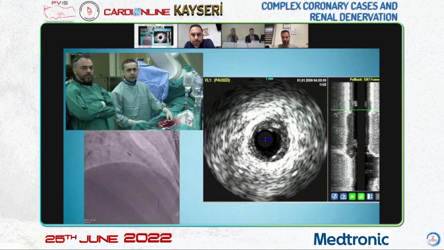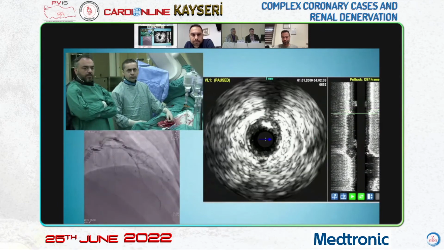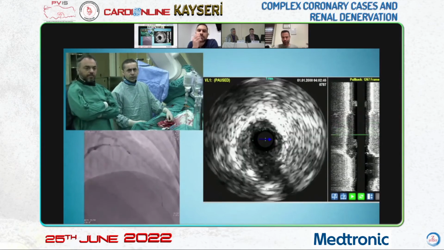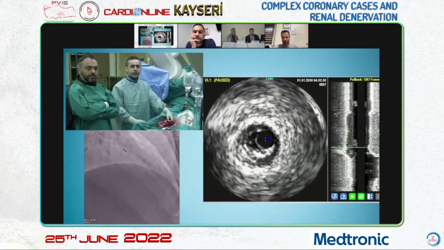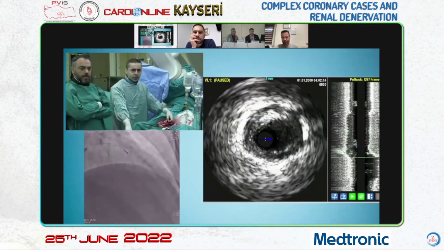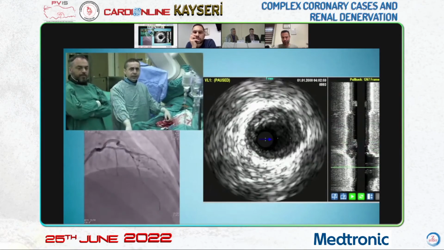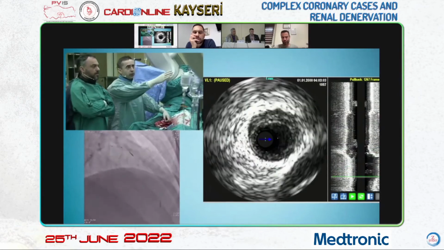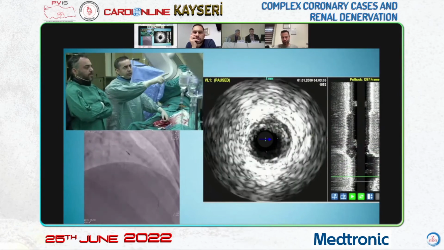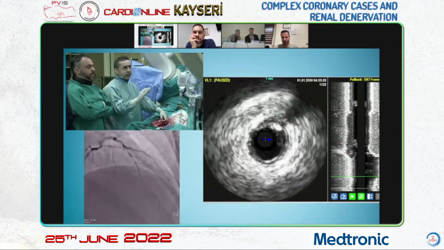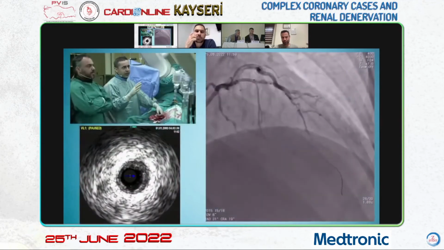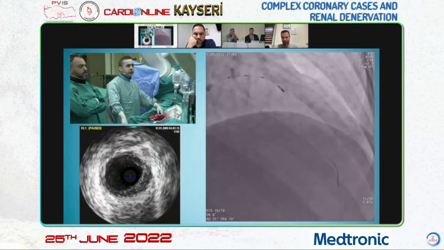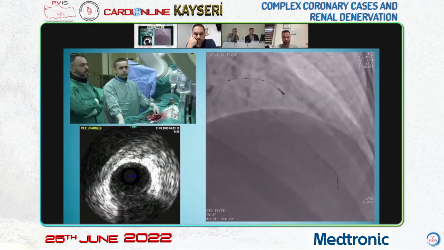The proximal LAD. Go back a bit. We have a problem. In the lesion part, there is a positive remodeling. This is a large area. This is where the septal is going. We have a reference point, but when you look at the proximal LAD, what do you say, Kürşat Hocam, Ziya Hocam?